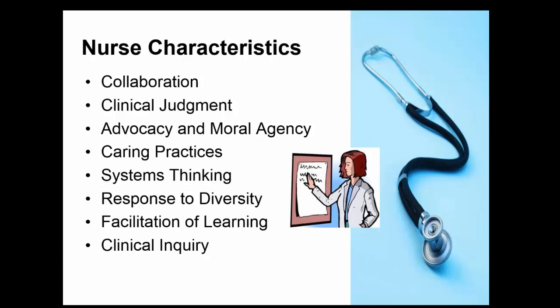You'll notice that many of these things are professional standards within our scopes of practice and for the College of Regulated Nurses. What is it? CRNBC, College of Regulated Nurses of BC. Or Registered Nurses of BC. I'll get it right one of these times. So, and then there are some additional ones, as you'll see, such as systems thinking.